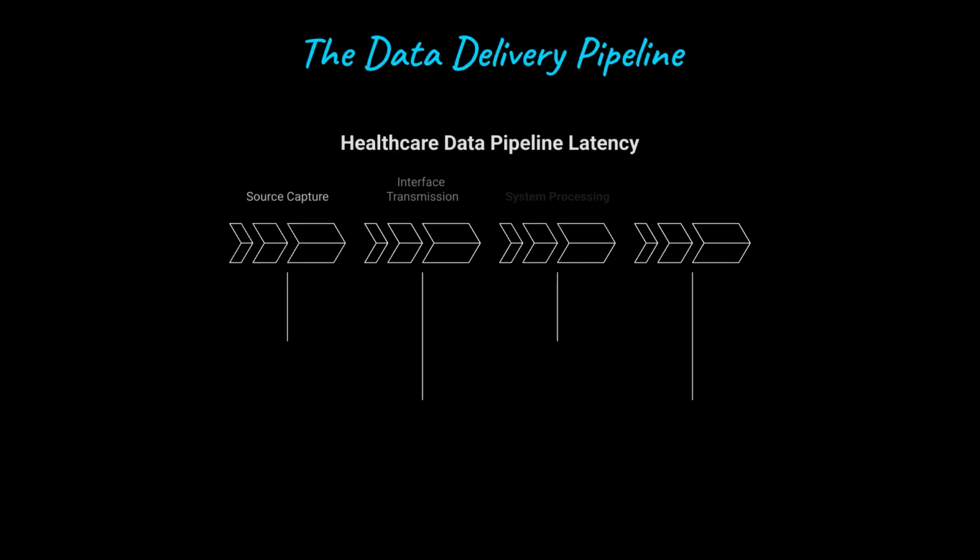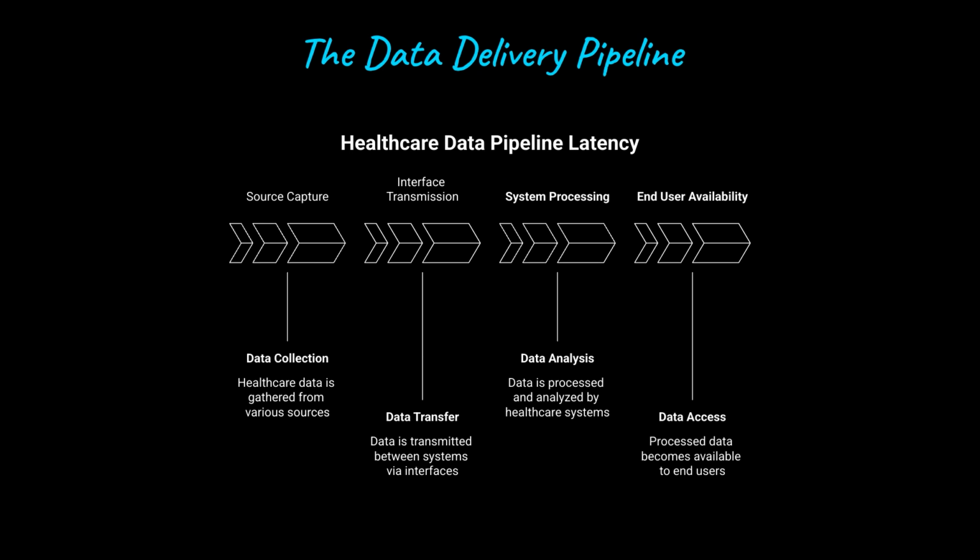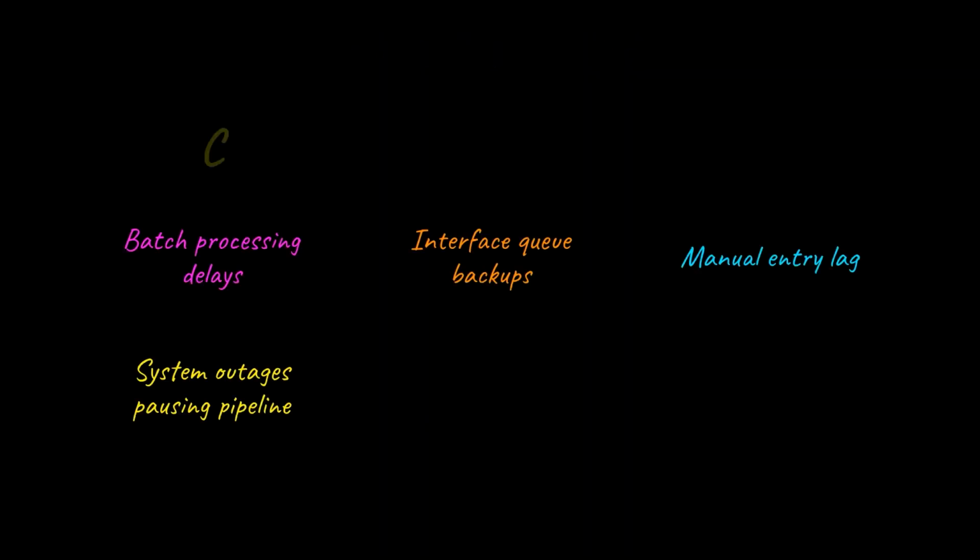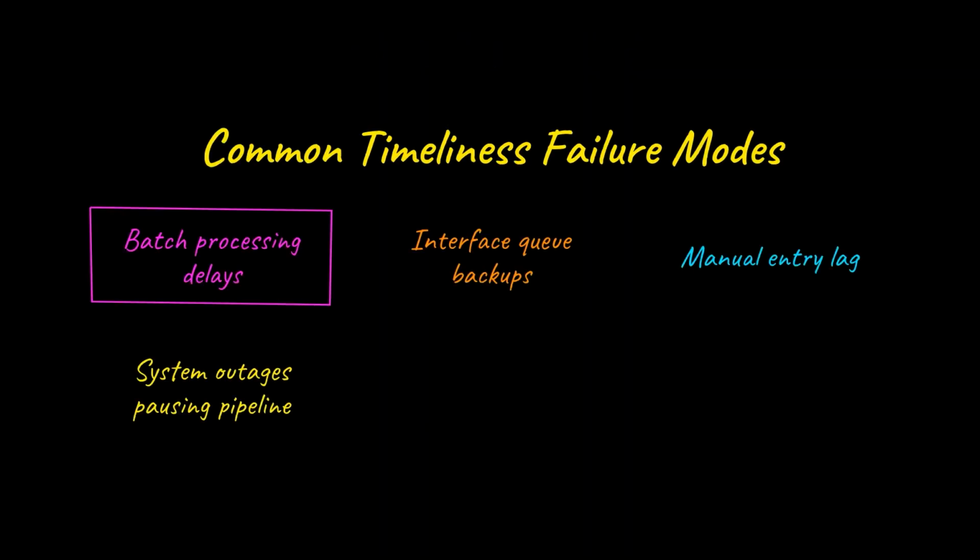Timeliness depends on every link in the pipeline from data creation to data availability. Source systems must capture events promptly. Interfaces must transmit without queuing delays. And downstream systems must process and surface data quickly. Each stage adds latency, and the total determines what the end user actually sees. Failures can occur at any stage.